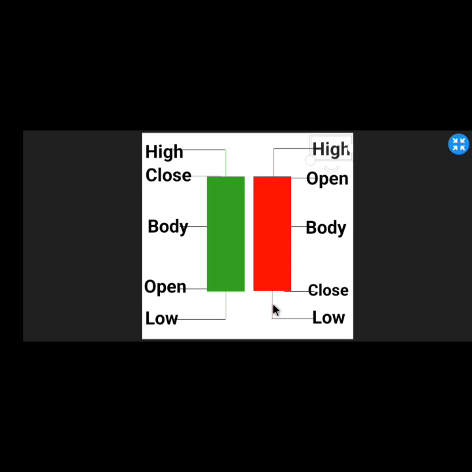Then the wicks are also known as shadows. Some people call it shadow. This line is called wick or shadow. This is the lowest point the price of an asset traded to, and this is the highest point the price of an asset traded to in a particular time, because each candlestick shows us a trading activity that occurs in a particular time. So let me go over to TradingView to show you what I mean in respect to time.